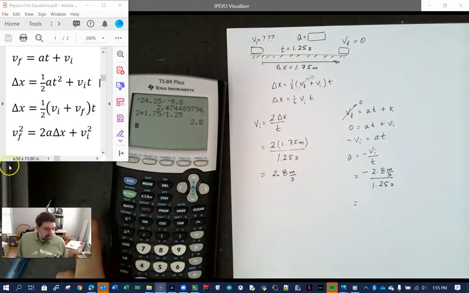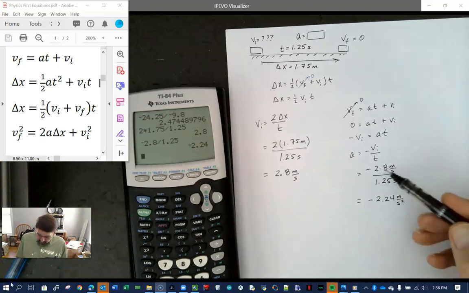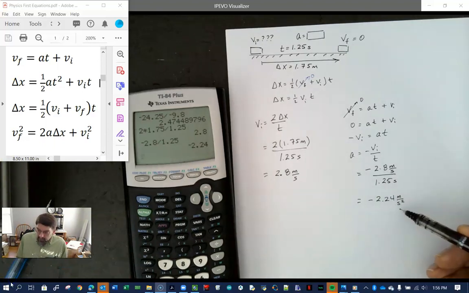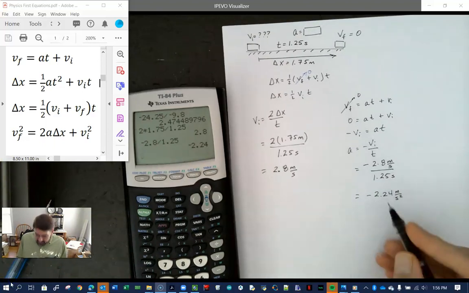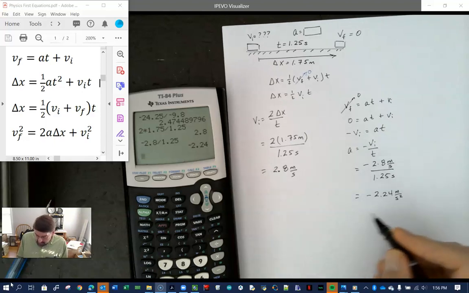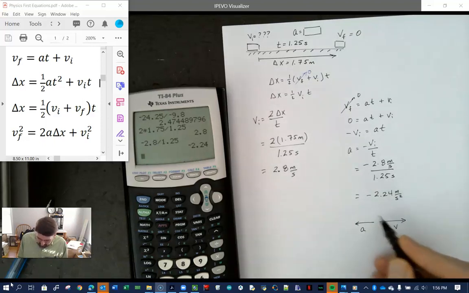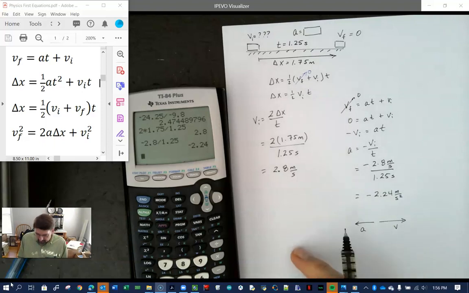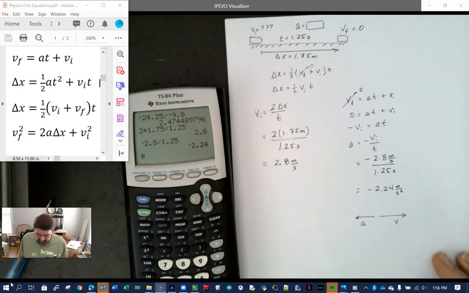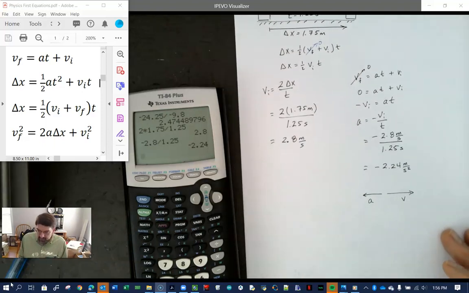So I'm going to pause it here again and do the calculation. Okay, so I get negative 2.24 meters per second squared. Why is it negative? Because it's slowing down, right? The object slows down. So if the object is moving to the right, then the acceleration has got to be to the left, has got to be negative, because the object is in fact slowing down. We saw it slow down as the block slid across the ground. It slows down because of friction.